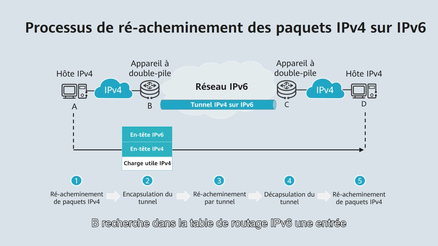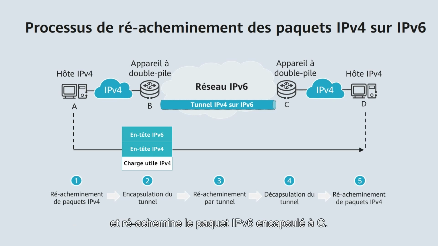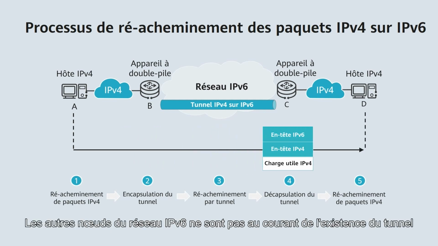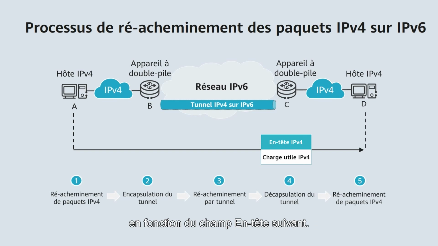Third, tunnel forwarding. B searches the IPv6 routing table for an entry matching the destination address of the IPv6 packet header and forwards the encapsulated IPv6 packet to C. Other nodes on the IPv6 network are unaware of the tunnel and process the encapsulated packet as an ordinary IPv6 packet. Fourth, tunnel decapsulation. Upon receipt of the IPv6 packet, C discovers that the destination address is its own address, and the original packet is an IPv4 packet based on the next header field. It then decapsulates the IPv6 packet by removing the IPv6 header based on the version field. Fifth, IPv4 packet forwarding. C searches its IPv4 routing table for an entry matching the destination address of the IPv4 packet and forwards the packet to D.